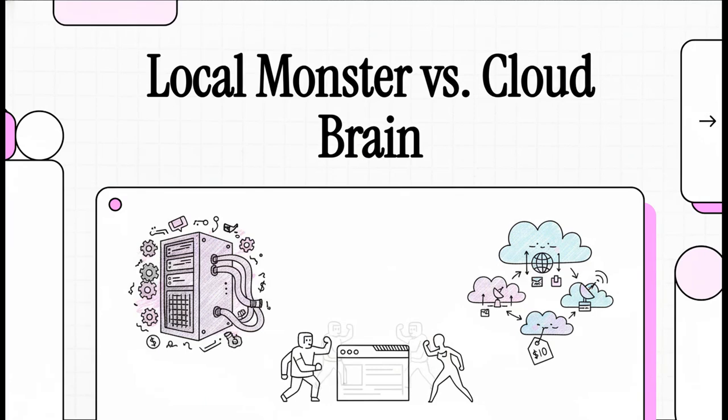All right, today we are staging the ultimate AI deathmatch. In one corner, you've got a $10,000 beast of a local machine, and in the other, a super nimble $10 a month cloud service. The challenge is simple: build a complex web app from scratch. Let's see who comes out on top.